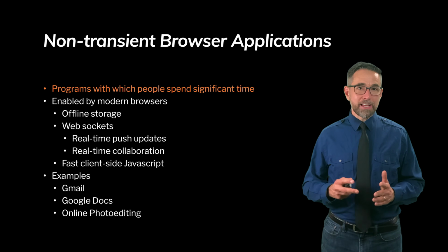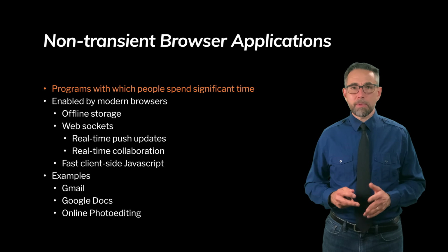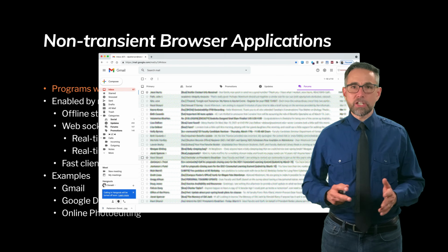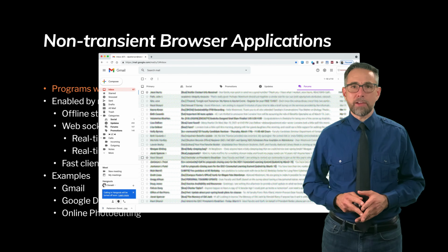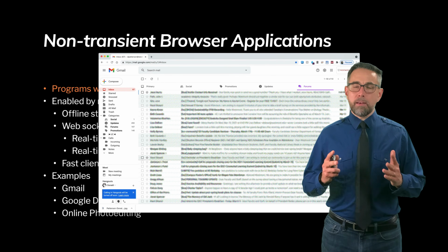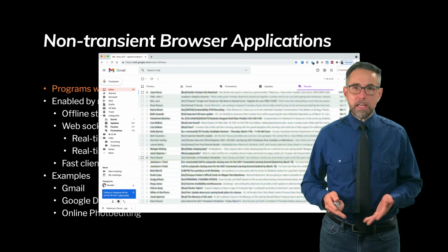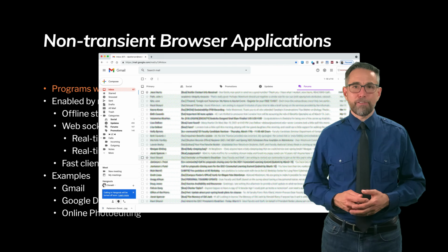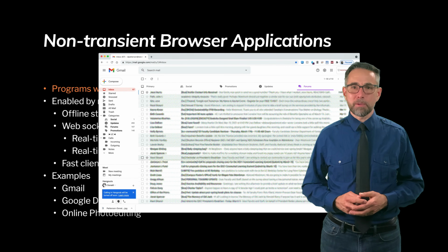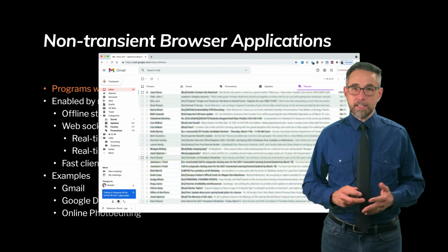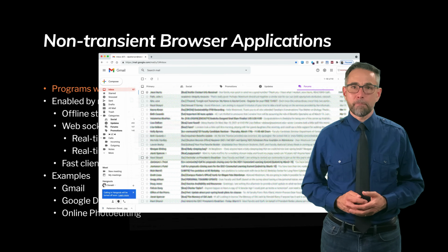Examples of this are things like Gmail, Google Docs, maybe online photo editing. Probably everyone's familiar with Gmail, and as much as you like to think of this as a transient browser application, I can spend 8 hours a day doing email all the time if I didn't have class to teach and other things that demanded I break away. As much as we wish Gmail was transient, it's a pretty non-transient browser application.